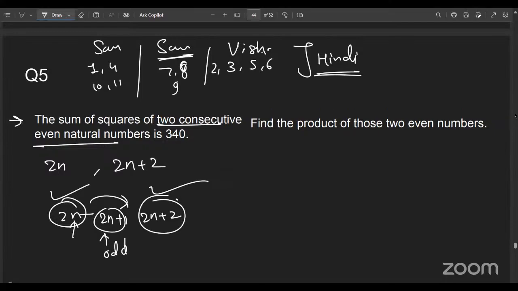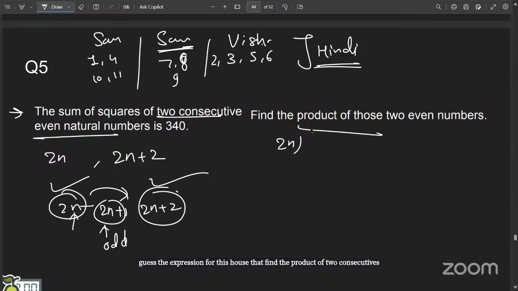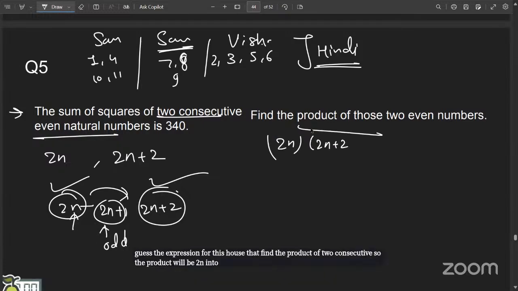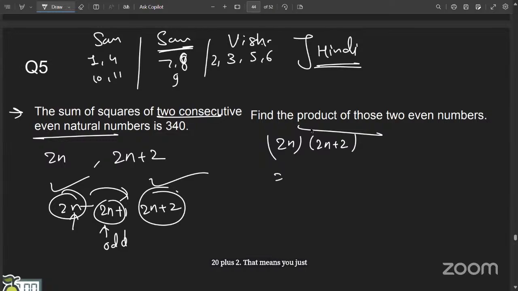I think you don't need to find out the value of k. You can just guess the expression for this also. Find the product of two consecutive numbers. So the product will be 2n into 2n plus 2. That means you just have to find out 4n square plus 2n, right? What will be the value of this expression? 4n square plus 4.